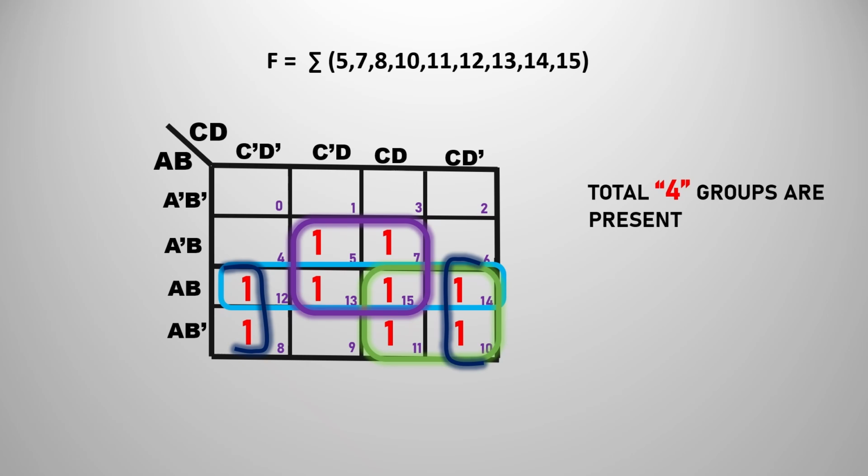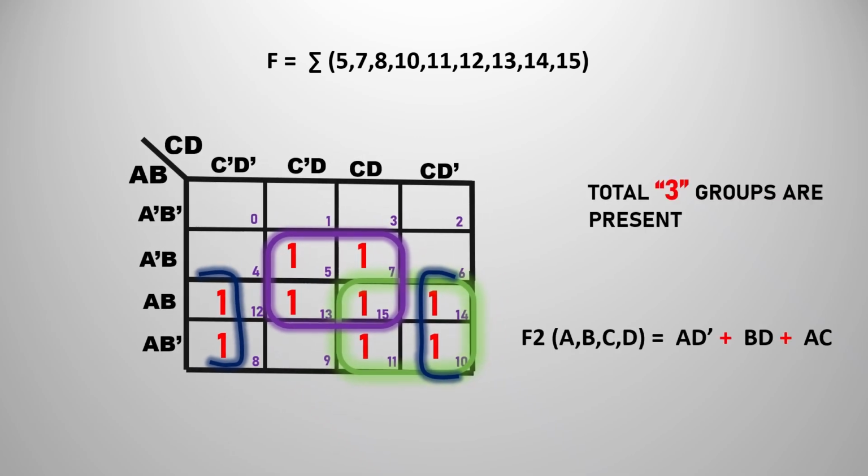This example is basically taken from our previous video of 4 variable K-map. If you observe, after doing all this according to the K-map rules, we are going to have 4 groups. So why are this many groups present? These are required for the minimization of the K-map. The blue group we can reduce, so without the blue group also we can cover all the ones.